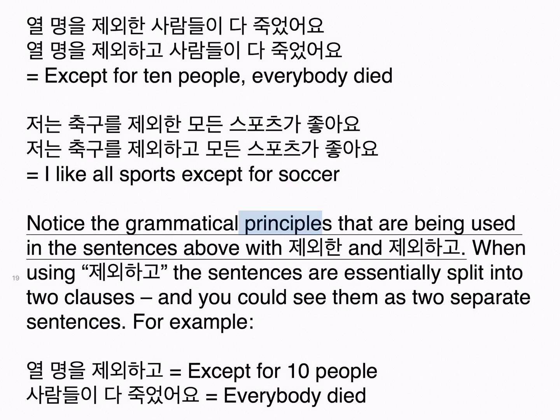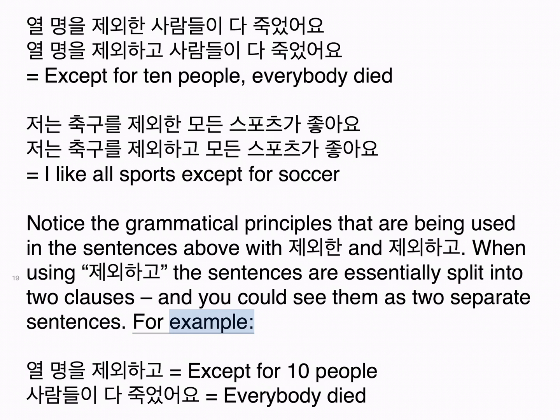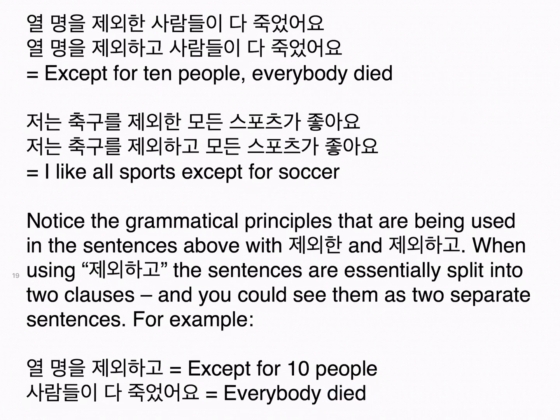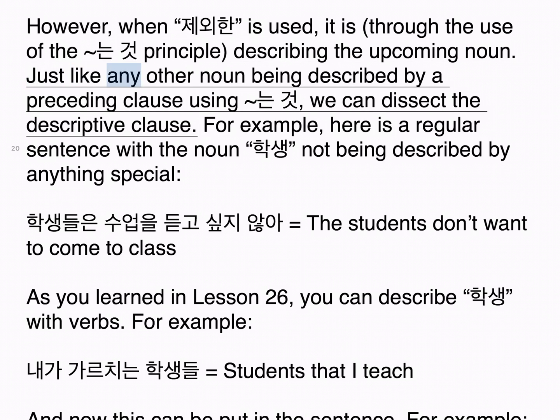Notice the grammatical principles that are being used in the sentences above with 제외한 and 제외하고. When using 제외하고, the sentences are essentially split into 2 clauses, and you could see them as 2 separate sentences. For example, 10명을 제외하고, except for 10 people, 사람들이 다 죽었어요, everybody died. However, when 제외한 is used, it is, through the use of the 는 것 principle, describing the upcoming noun, just like any other noun being described by a preceding clause.